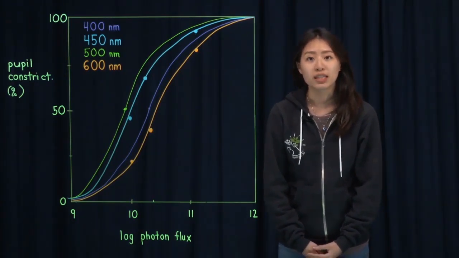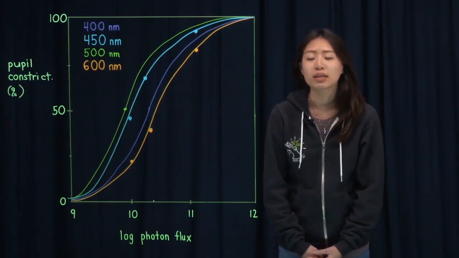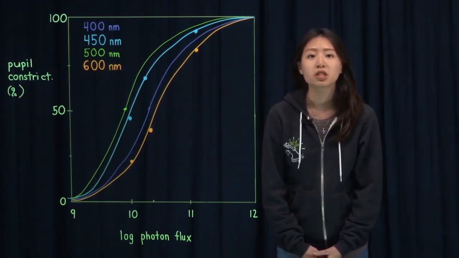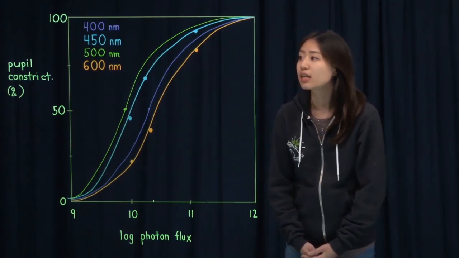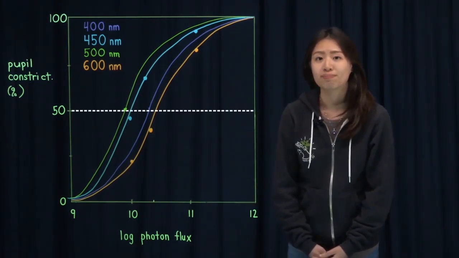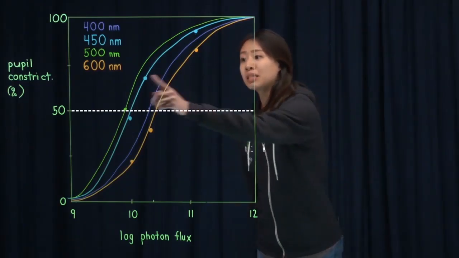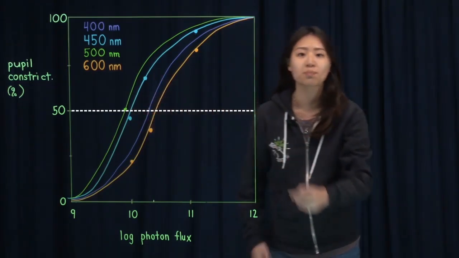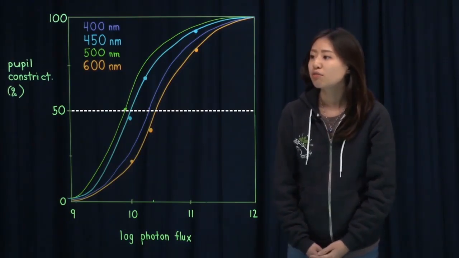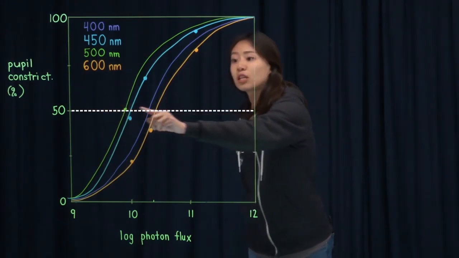A common point used for this kind of curve is called a half maximal response point, or an inflection point. An inflection point is the point on the curve where the response generated is half of the maximum level of response. In our case, this inflection point will be the 50% pupil constriction mark. On the curve, you'll see that this is also where the slope tends to be steepest, around this section. We can find the inflection point for each of these curves by seeing where they fall along this dotted line.